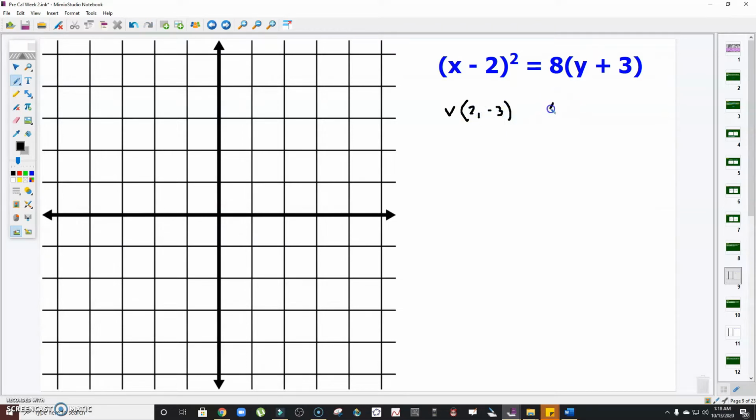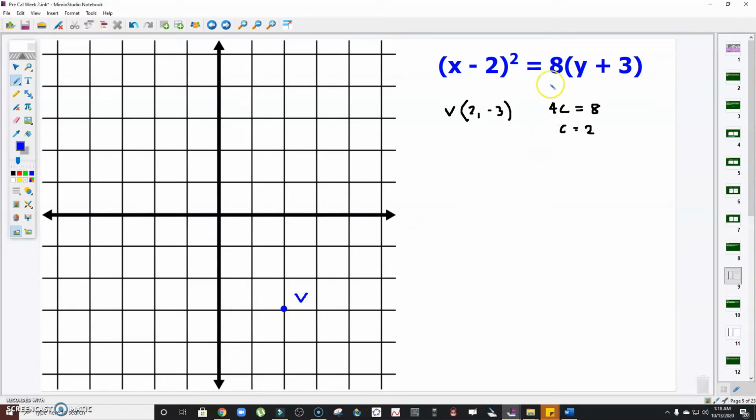Then, my 4c is equal to 8. So, clearly, c is equal to 2. What does that mean? Since the vertex is located at (2, negative 3), it will be better if we plot it. (2, negative 3), somewhere here. Let me make a bigger point. So this is my vertex.